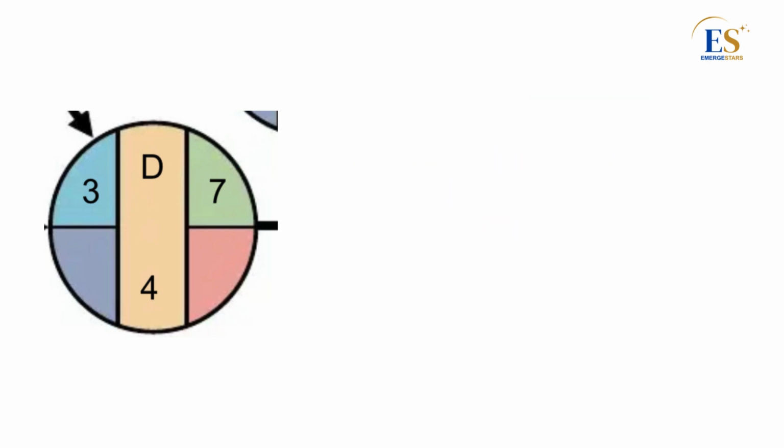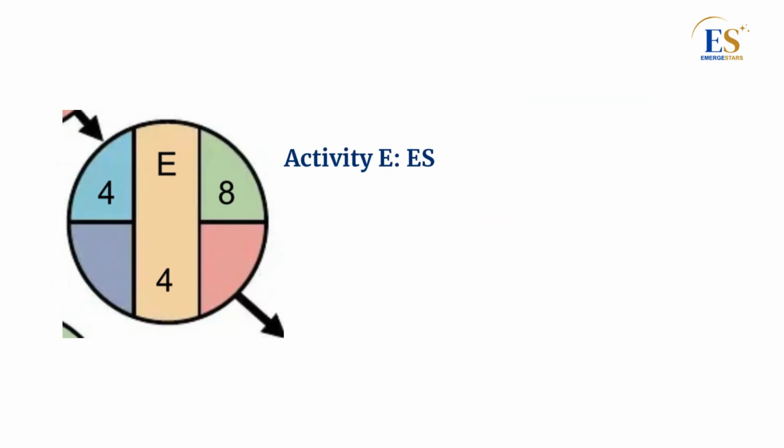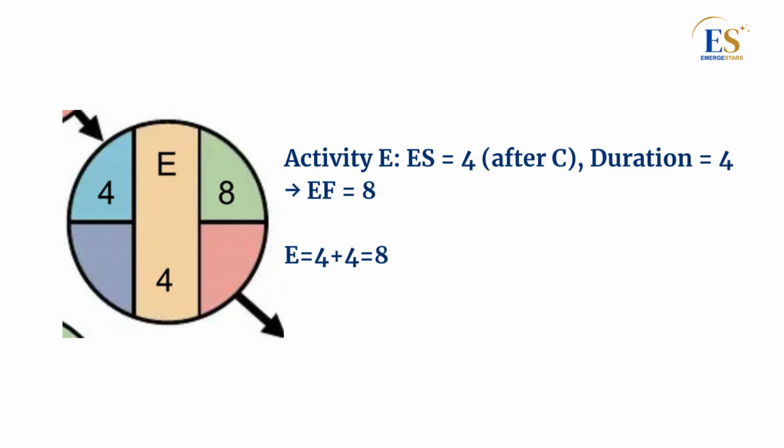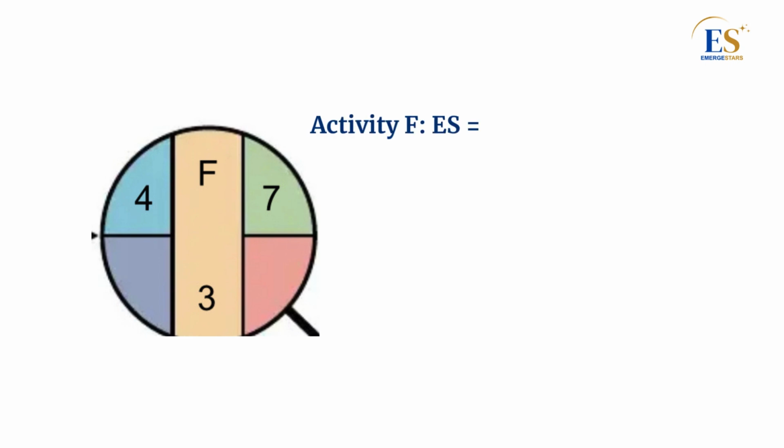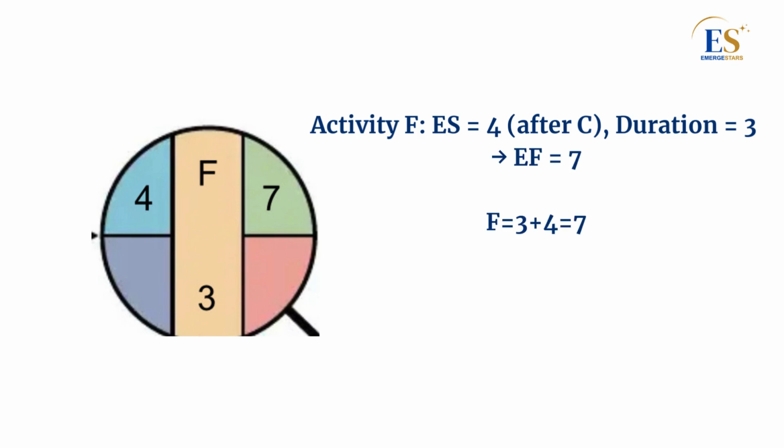Activity E can start only after Activity C is done. C finishes at 4 weeks, so ES for E is 4. Duration is 4 weeks. Add 4 plus 4 equals 8. Therefore, the earliest finish for E is 8 weeks. Activity F also follows C. ES for F is 4 weeks. The duration is 3 weeks. Add 4 plus 3 equals 7, so the earliest finish for F is 7 weeks.